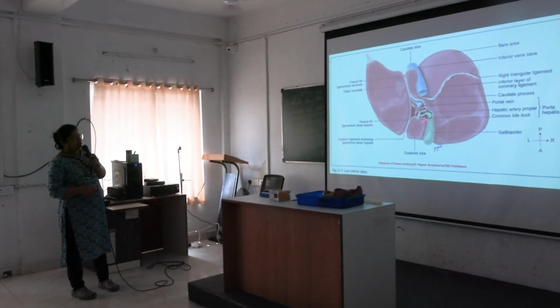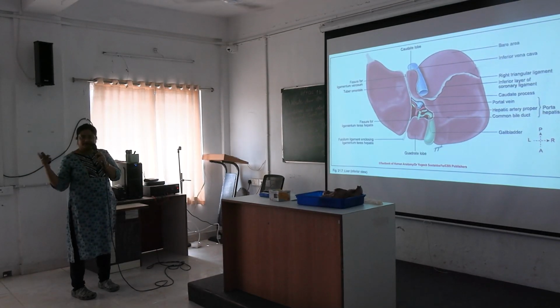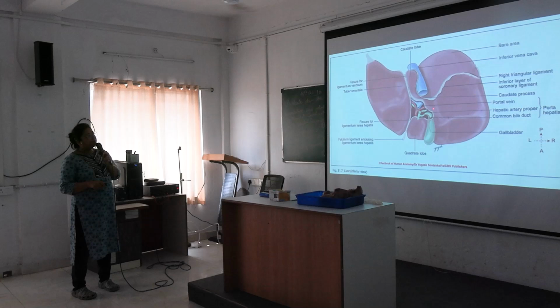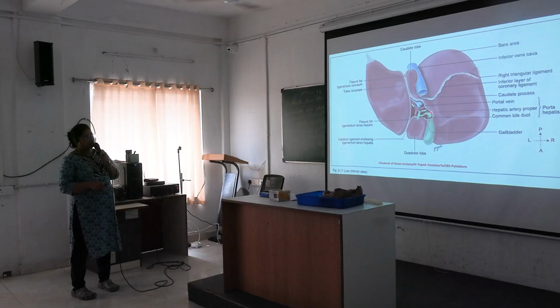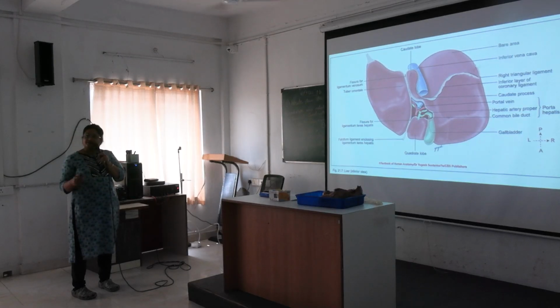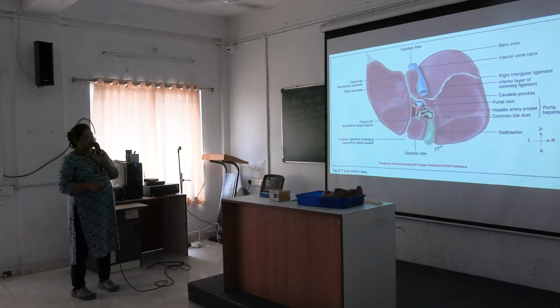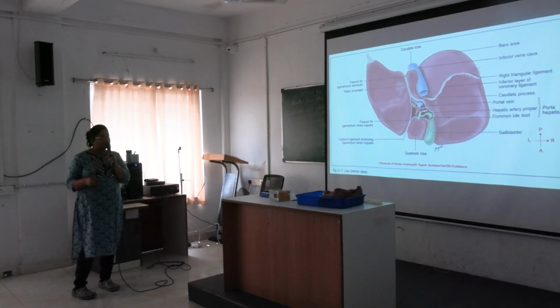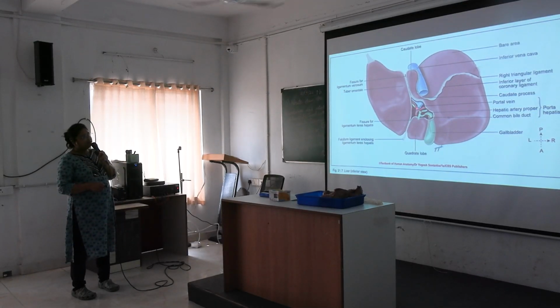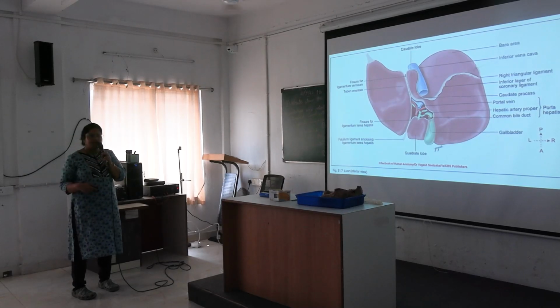And these are the structures entering through the porta hepatis. You can see the two hepatic ducts joining to form the common hepatic duct. Common hepatic duct joining with the cystic duct coming from the gallbladder. And this is the hepatic artery branching into right and left branch. And from the right branch coming out this artery, this is cystic artery supplying the gallbladder.